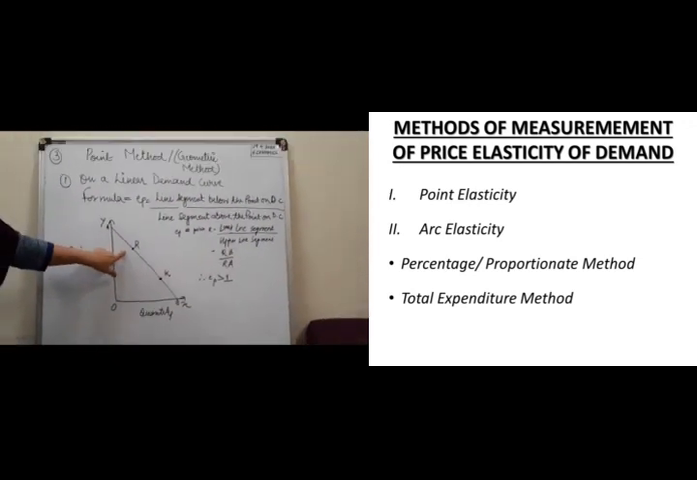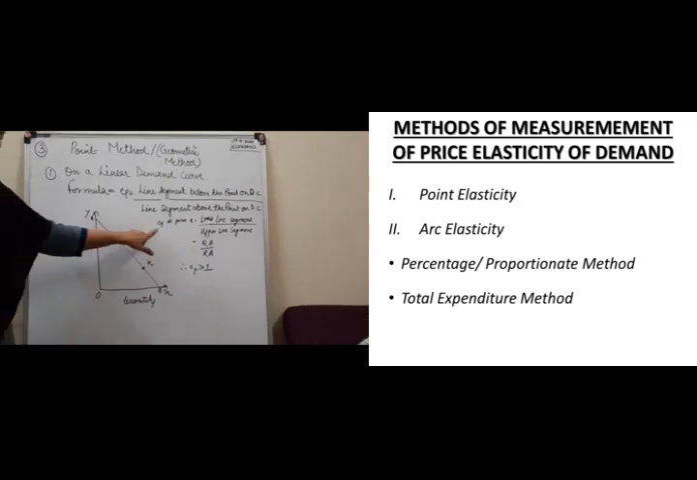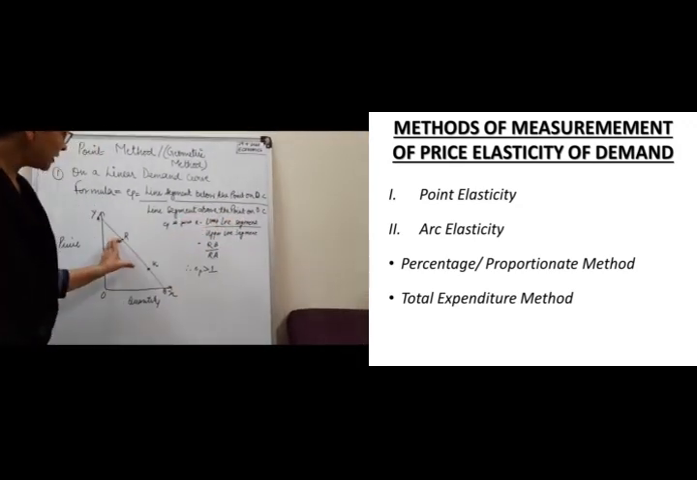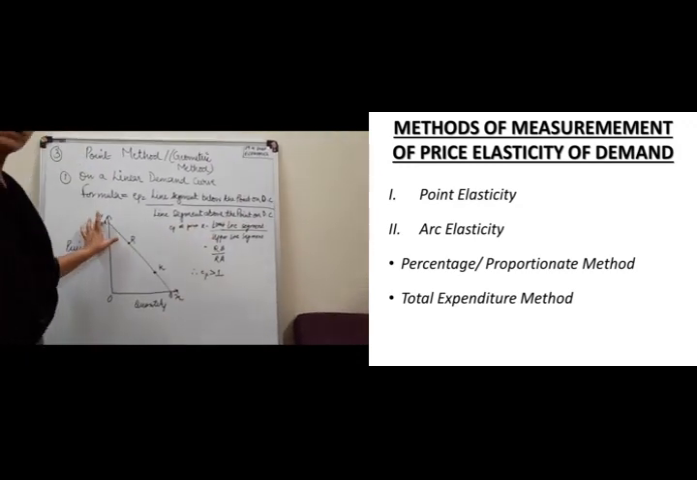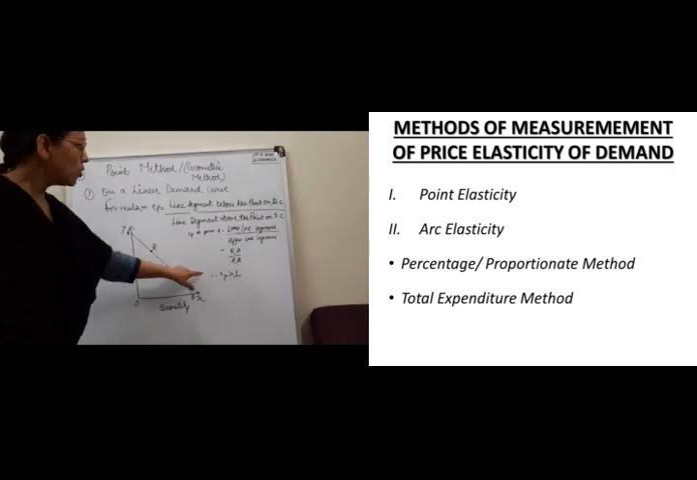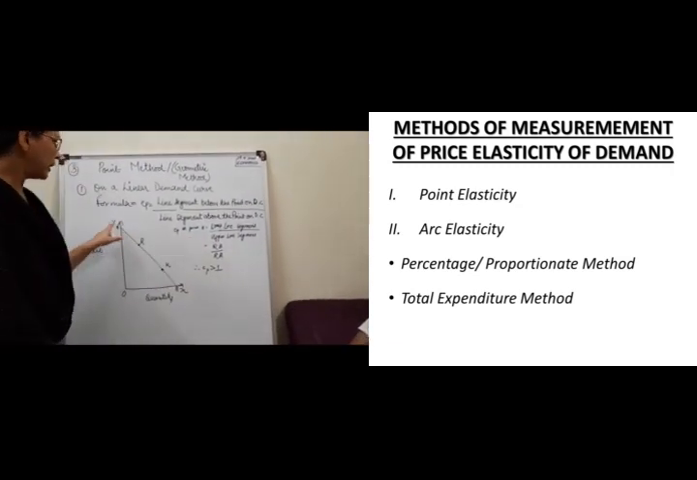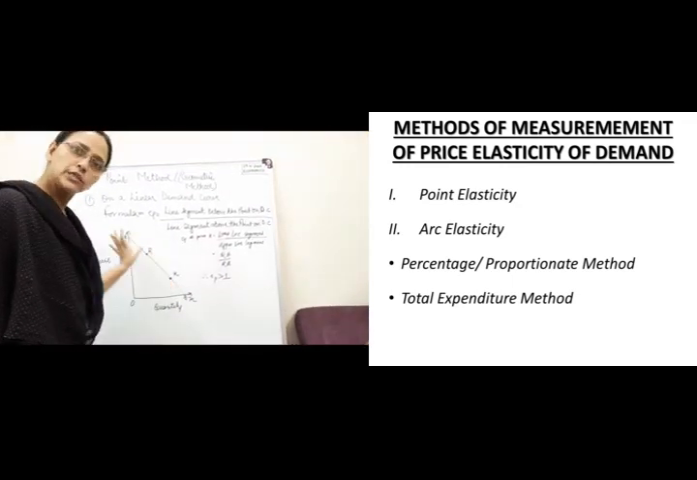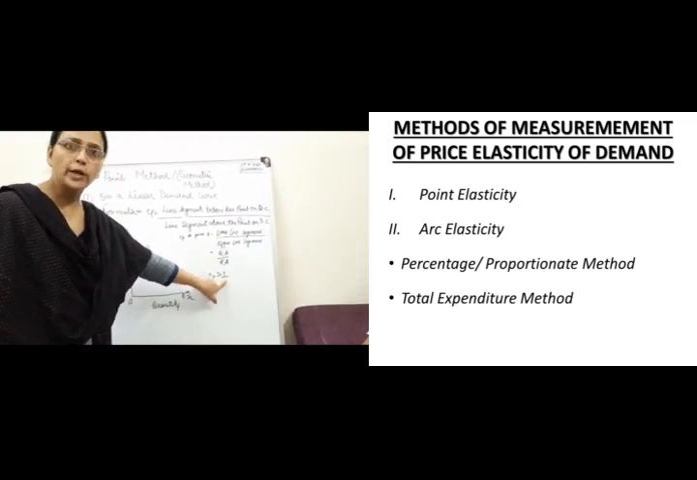The point R is given, and if you want to measure elasticity at this point, the formula will be EP at point R is equal to the lower line segment divided by the upper line segment. This follows RB, the lower lying segment, upon RA, the upper lying segment, and this shows this segment is greater than this, so the elasticity will be greater than 1.